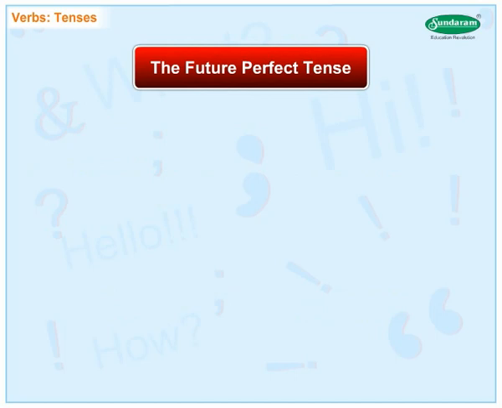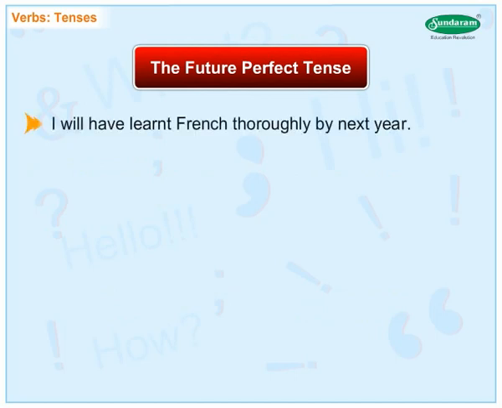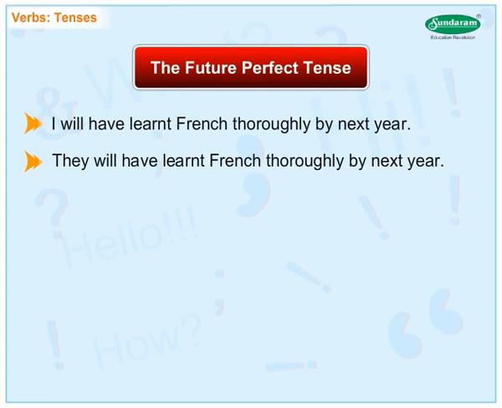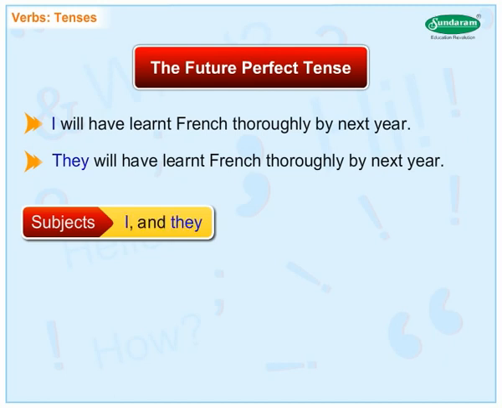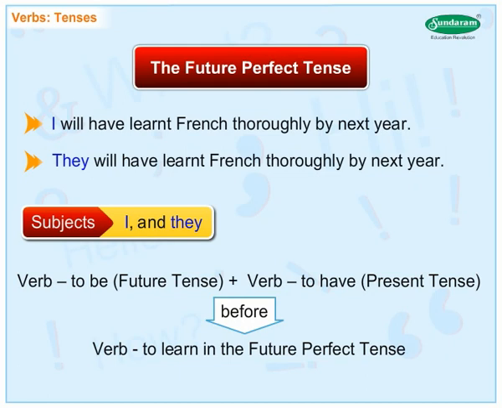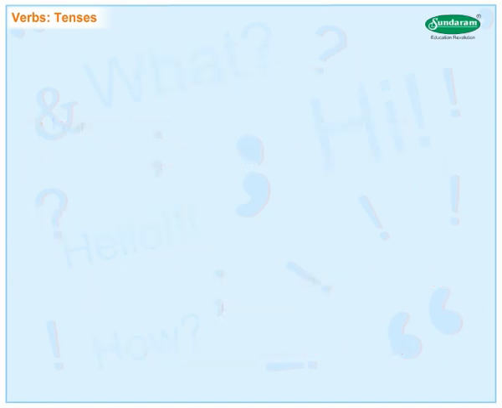The future perfect tense. I will have learned French thoroughly by next year. They will have learned French thoroughly by next year. The subjects are I and they. The verb to learn takes the future tense of the verb to be along with the present tense of the verb to have before it in the future perfect tense.